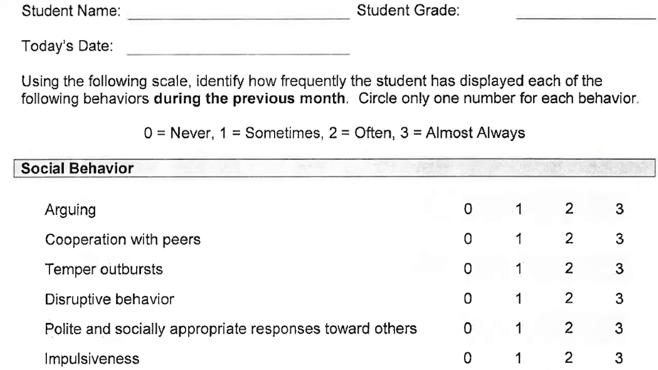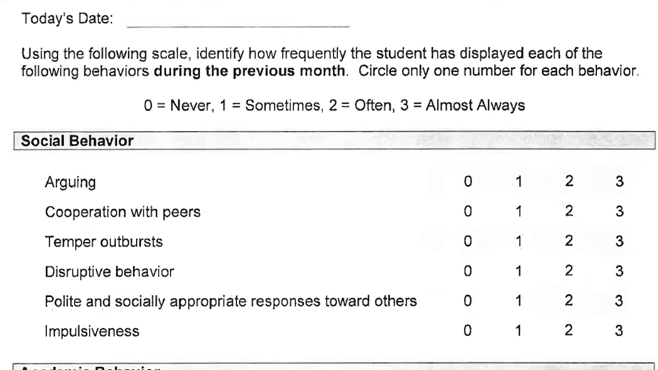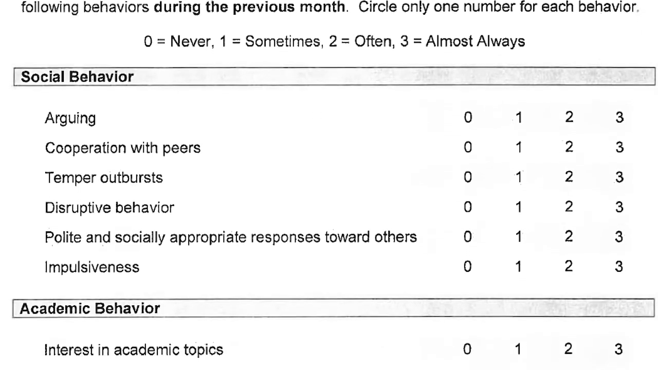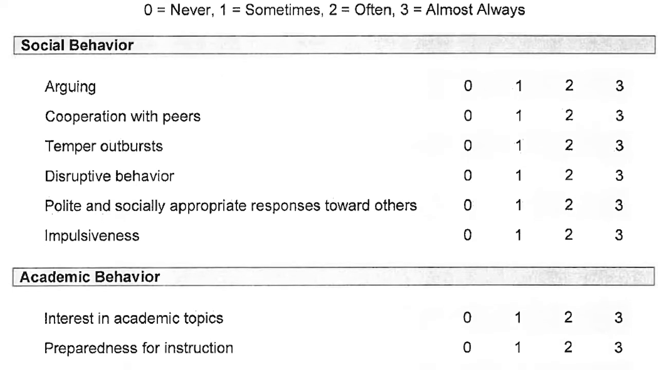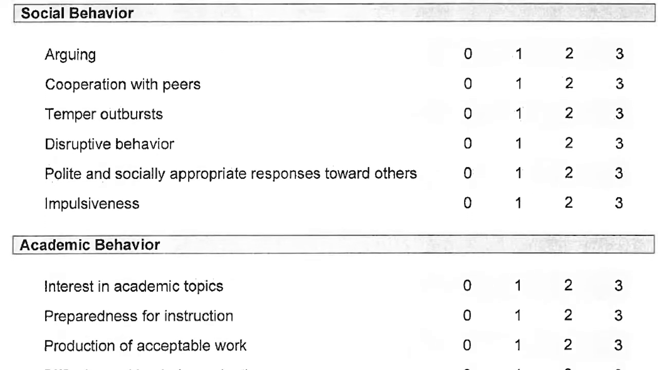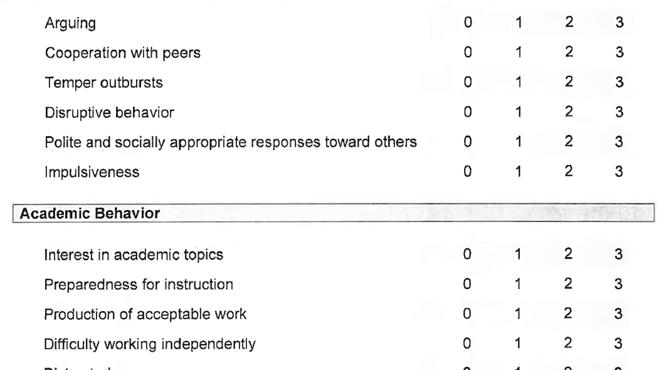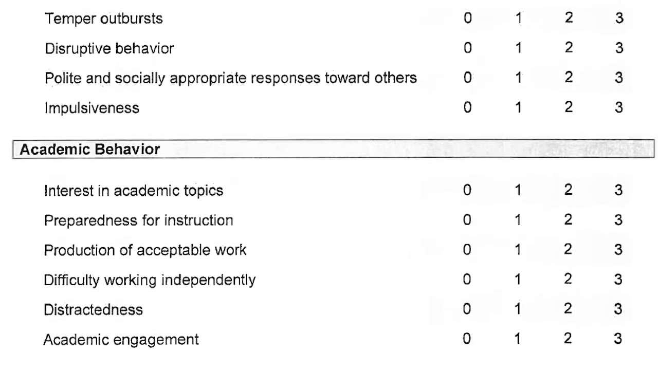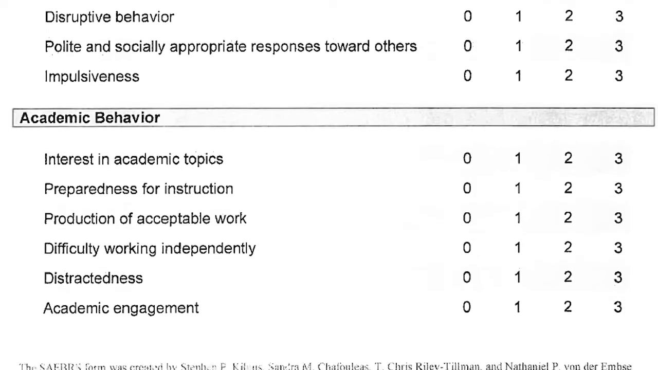The SABRS provides 4 subscales of risk for a total behavior risk score, as well as subscales for social, academic, and emotional risk. As with the SRSS, the SABRS cut scores are based on national norms which can change over time, so you'll need to consult the current SABRS information.